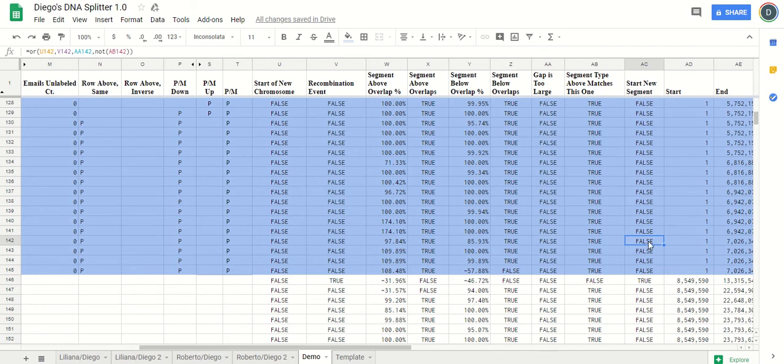The formula here in AC detects whether this is the beginning of a new segment, and what it's saying is it can be the beginning of the new chromosome. It's not a recombination event. There is not a big gap, and the segment type above is not the same, meaning that it has just changed. So the segment type changed. It's not a recombination event. It's not the beginning of a new chromosome.